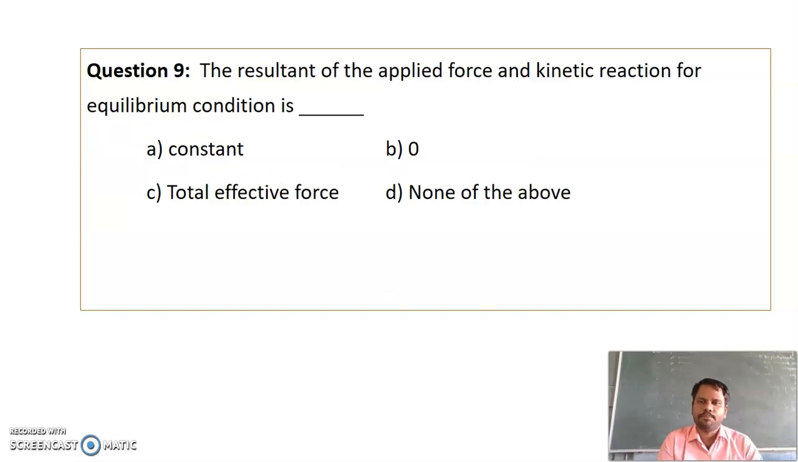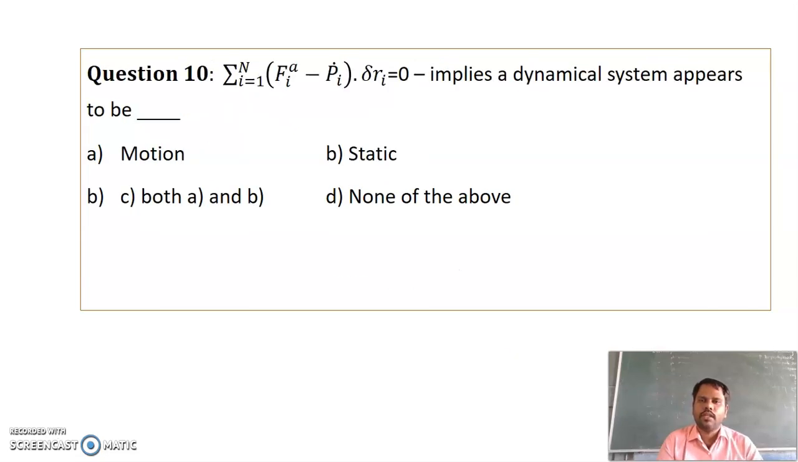Question number 9. The resultant of the applied force and kinetic reaction for an equilibrium condition should be 0. Question number 10. This expression implies a dynamical system appears to be in static equilibrium.